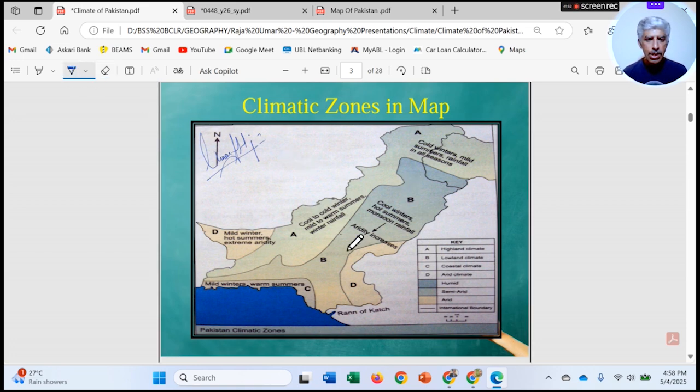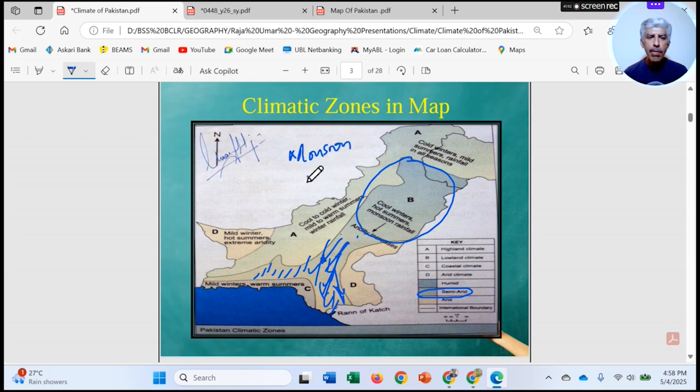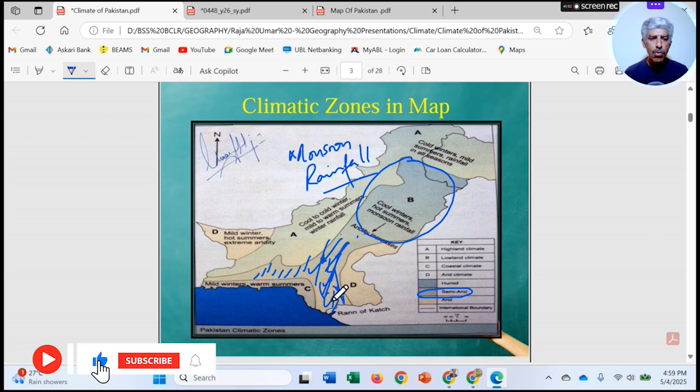Semi-arid. This region is semi-arid. Only talking about B, not some other region. So this region is semi-arid, semi-dry region. And you can see that it says semi-arid, right? This region is quite humid as it gets monsoon rainfall. So because of the monsoon rainfall, this region is quite okay for agriculture and for the availability of water for industry and for power generation. But down in south, we find dryness a lot.